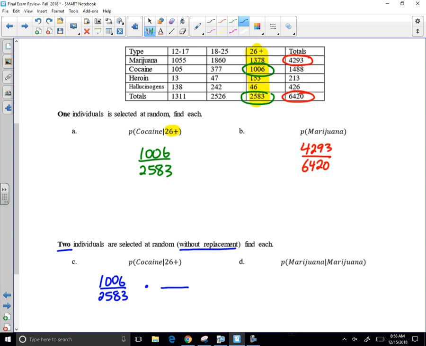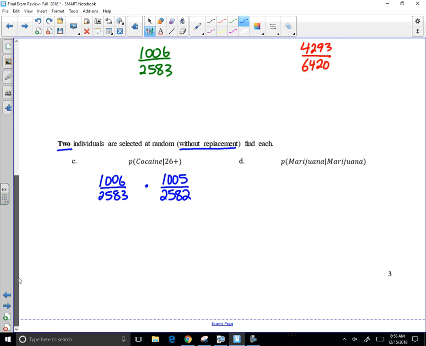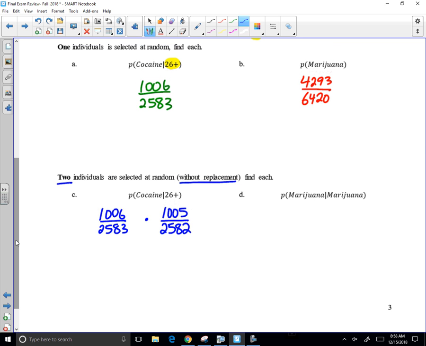So from the table, I did my random selection. I got a cocaine user from the group of 26 or older. I was successful in getting, that's what I was looking for, that's what I got. So we always assume success on our first try. Without replacement means I'm not putting them back in the pool. That means I have one less cocaine user in that group, and that group now contains one less individual. So we're just taking our answer for part A and decreasing it by 1.